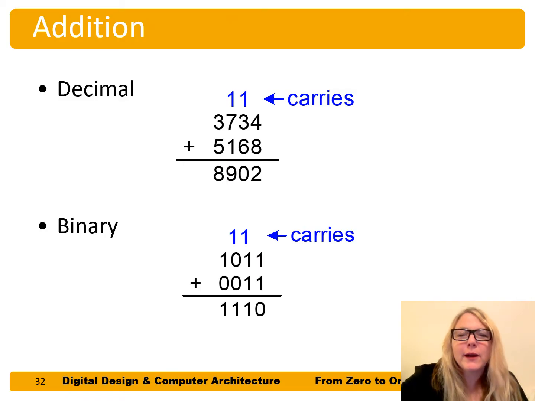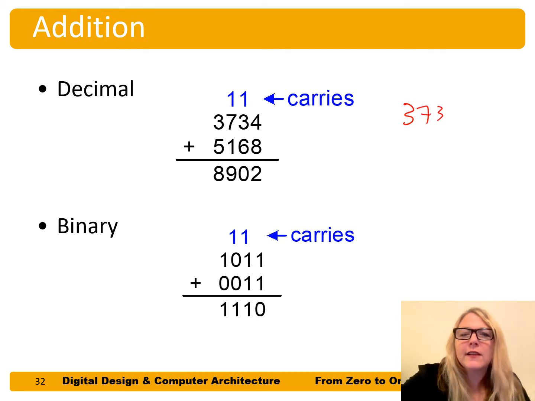So what can we do with binary numbers? Well, one thing we can do is addition. Just like with decimal numbers, we can perform addition of binary numbers. So let's first do an example with decimal because we've done that a lot. We have 37, 34 plus 51, 68, and we're going to add them together.